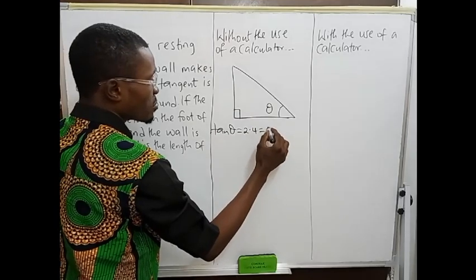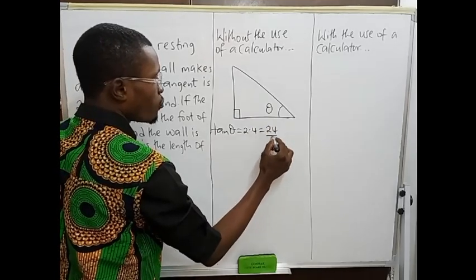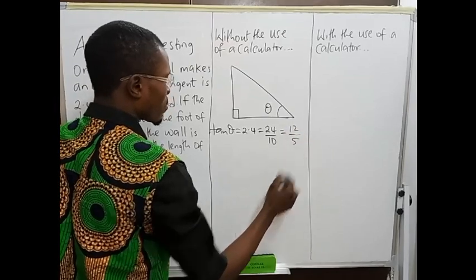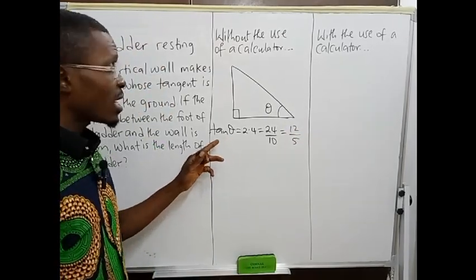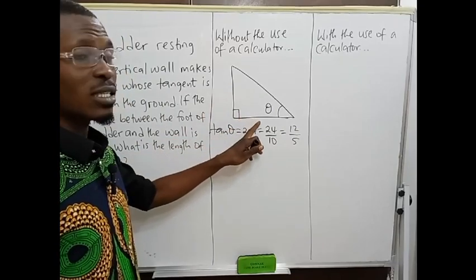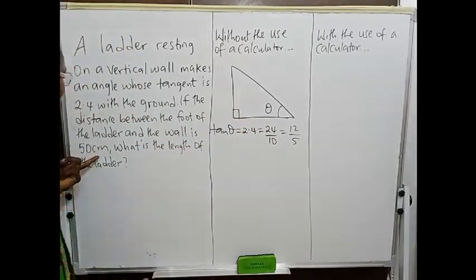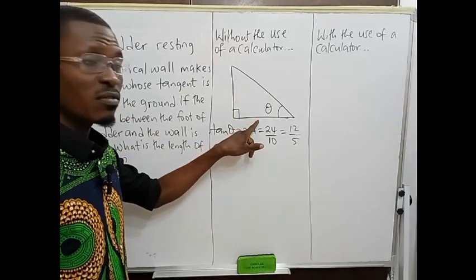I'm also told that the tangent of this angle, tan of the angle theta, is 2.4. This can be expressed as a fraction as 24 over 10, and simplified further as 12 over 5. The tangent of an angle is the opposite side over the adjacent side, meaning here will be 12, here will be 5. We're also given in the question that the distance of the foot of the ladder from the wall is 50 centimeters, meaning here is 50 centimeters.